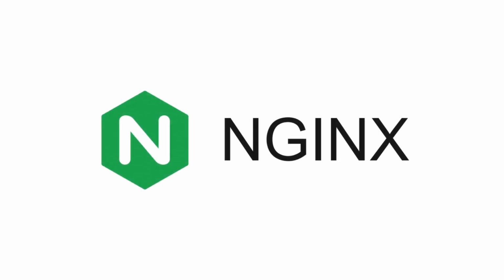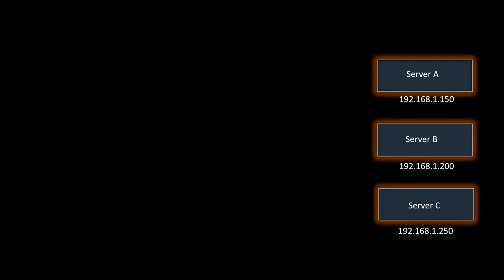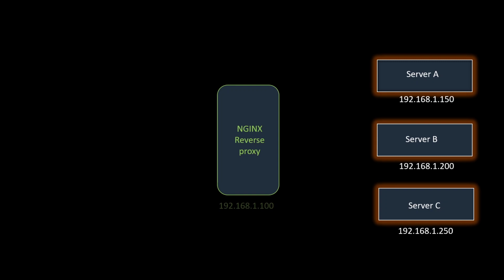Today we have an exciting video in store for you. Without further delay, let's kickstart. We have three web servers, server A, server B, and server C, all running on different IP addresses, and we are going to place an Nginx reverse proxy server in front of these servers, and we'll route some websites.